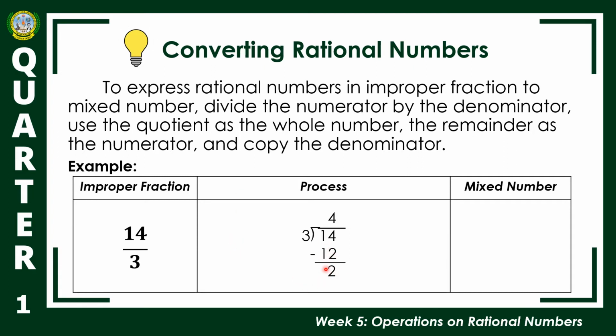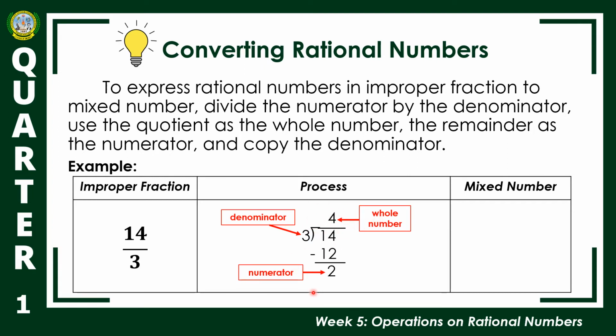So, paano natin isusulat po yung mixed form po ng 14 over 3? So, take note of this. The quotient will be the whole number. The remainder will be the numerator of the fraction and the denominator is still number 3. Okay? Kumbaga, kokopyahin nyo na lang yung denominator. So, ganito po siya isusulat. 4 and 2/3.